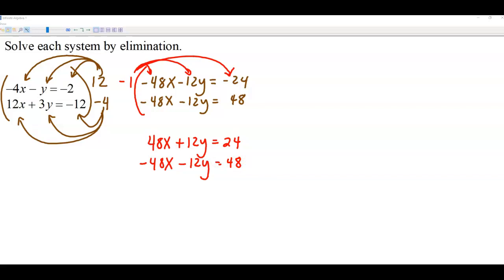All right. And then we're going to go ahead and just add straight down. 48 and -48 cancel. 12 and -12 cancel. So I have nothing left on the left side, so we'll just put 0. On the right side, 24 and 48 adds up to make 72. Those are not equal to each other. So notice we didn't get an x value, we didn't get a y value this time. And that means that in this case it's no solution because those two things are not equal to each other there.